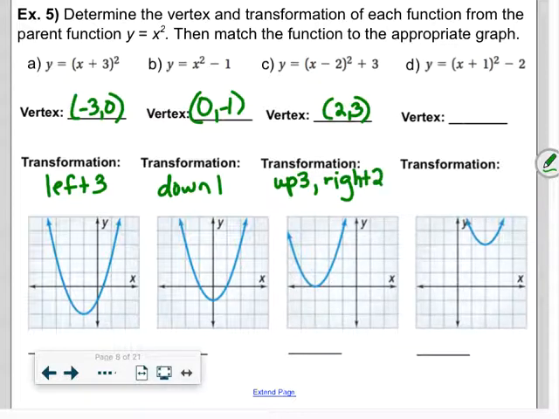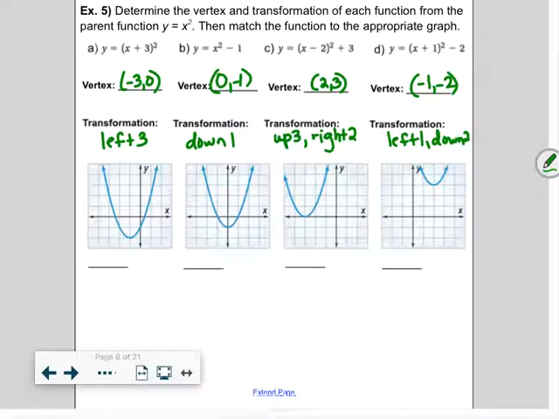Yes. Yeah, right 2. Okay, how about letter D? Chris, what would you say for letter D? Vertex. 3, 2. Oops, we're on D. Sorry. Oh, my bad. Yeah, you were on C. -1, -2. Good job. -1, -2. So that's left 1, down 2.